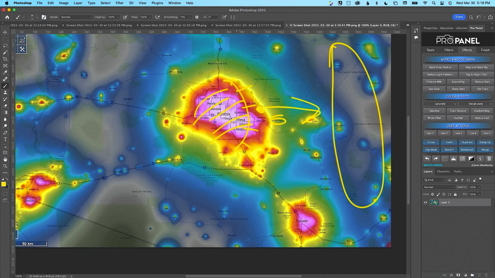Now, the other advantage that we have in this setting is, Phoenix is a little lower than as we start getting up to the Superstition Mountains. So the light is actually coming up towards the Superstition Mountains as well.